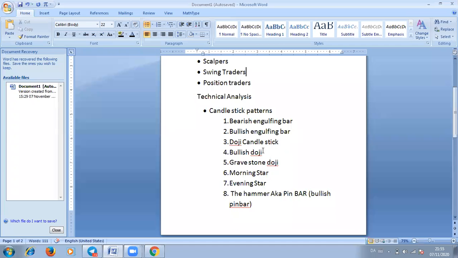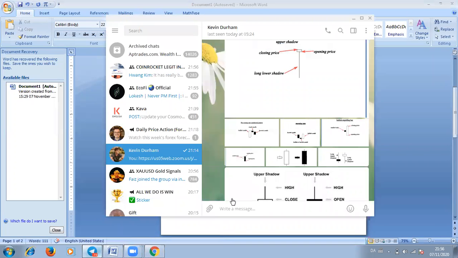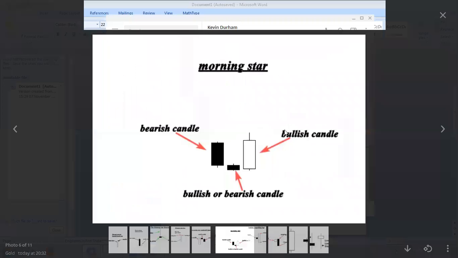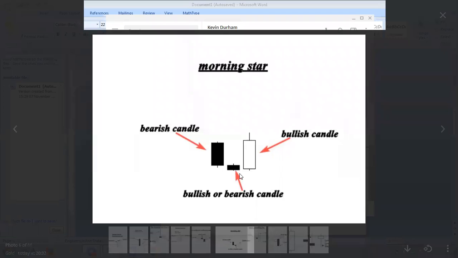We talked about the doji, the bullish doji, all of them mean the same thing. So let's talk about the morning star and the evening star. When you look at the morning star here, what is it? This morning star is a reversal pattern.